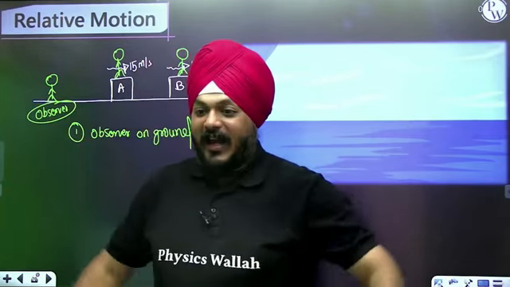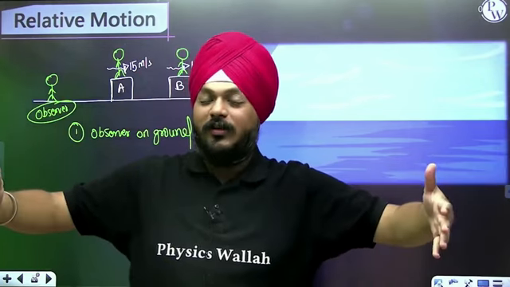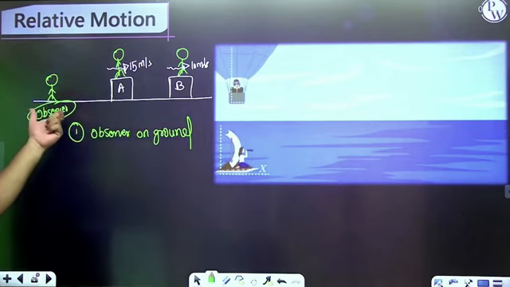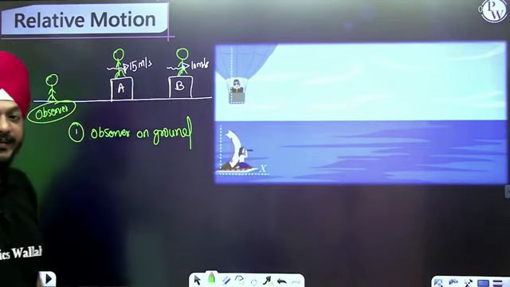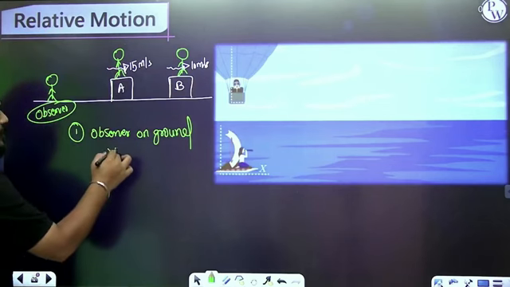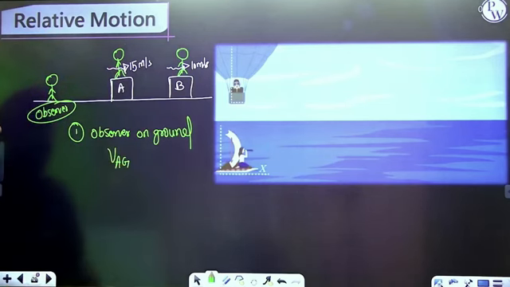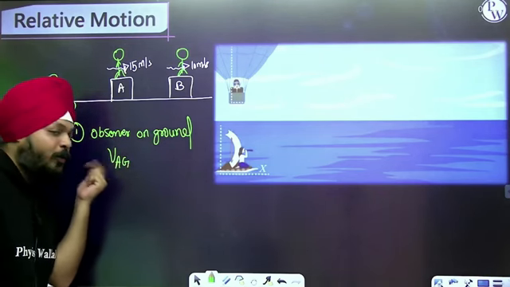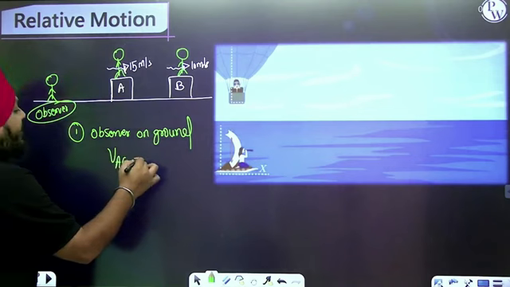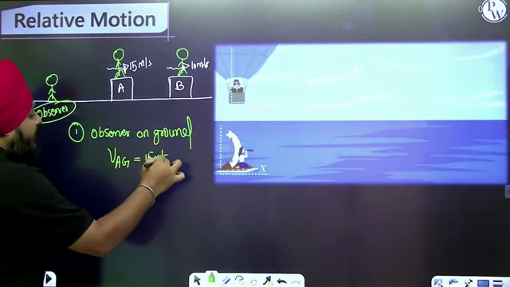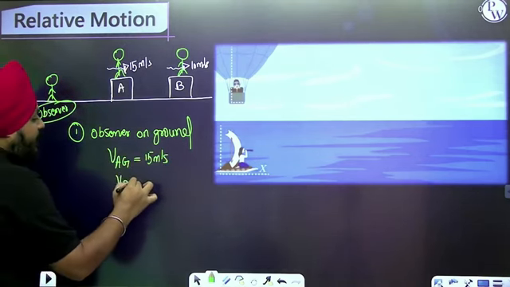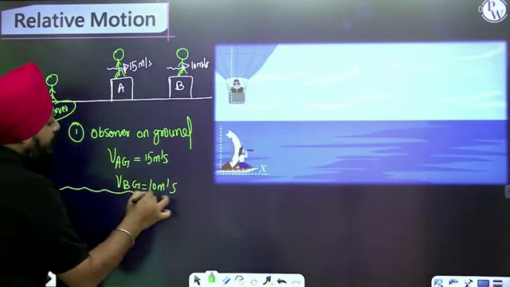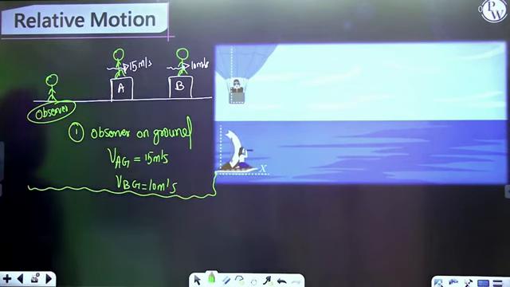Yes, everything is fine. I am on the ground, I am able to see the reality. The person on the ground always sees the reality. So what is the velocity of A with respect to ground? This abbreviation means velocity of A with respect to ground. Can I say that this is equal to 15 meters per second? What is the velocity of B with respect to ground? 10 meters per second. This is a very simple thing.